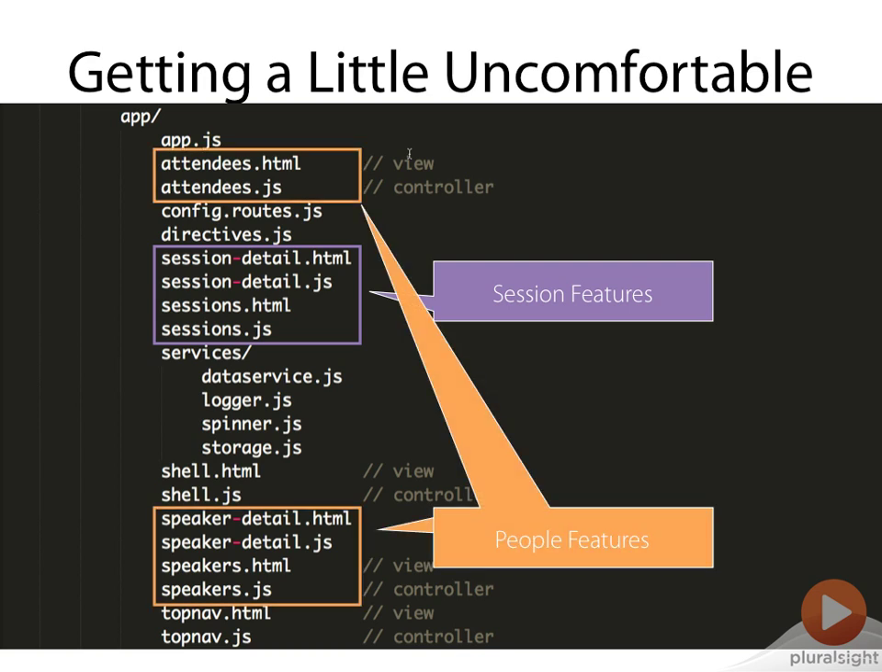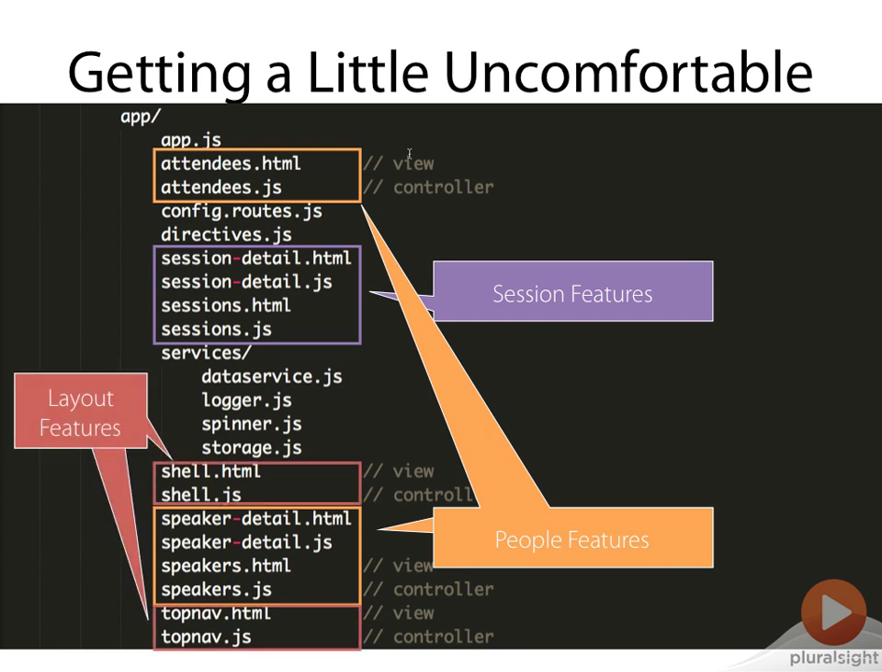And then we've got all these people features, as I'm calling them. Things like attendees for our event in this fictitious event application. And then I've got speaker details, and then a list of speakers. But I've also got layout stuff too for things like the shell of our application, and the navigation and the layout and menus. So maybe I can organize these a little bit better because, yikes, it's getting a bit uncomfortable in here. And we're only at about 5 views.